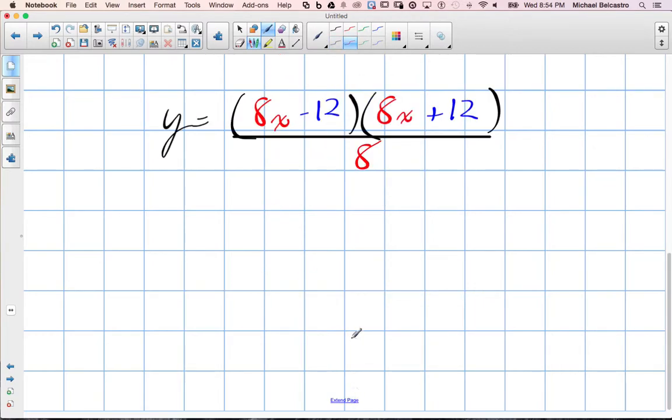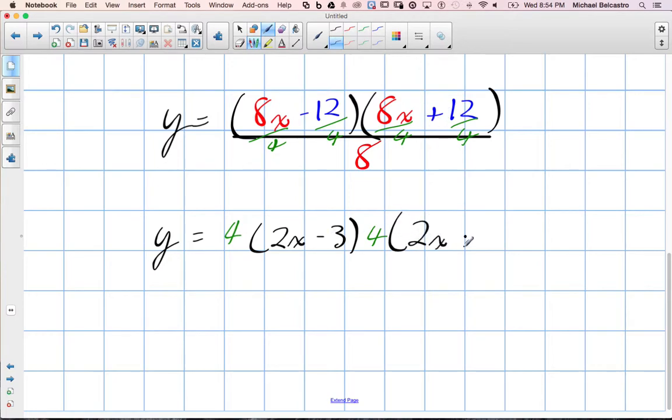Now, we have a common factor. So I look, can you think of a term that might come out of both of these brackets? 4. Excellent. I can divide 4 out of both of them, and they're pretty much the same minus the plus or minus sign, right? So let's pull 4 out of each. 4 comes out of this one, and we get 8x divided by 4 is 2x, negative 12 divided by 4 is negative 3. And in the other bracket, 8x divided by 4 is 2x like we did, and this time we just have plus 3.